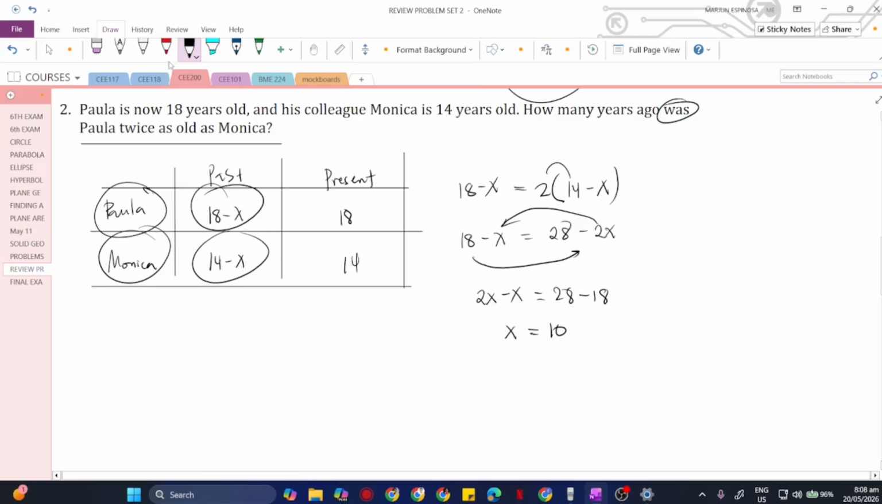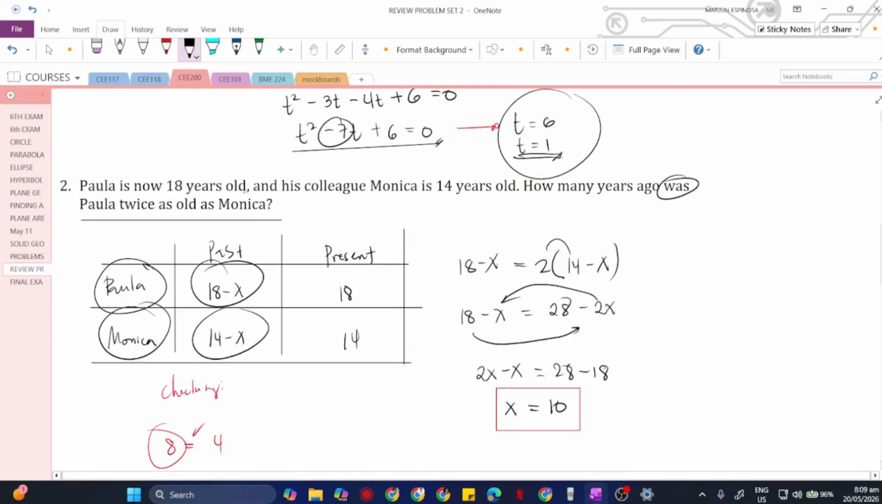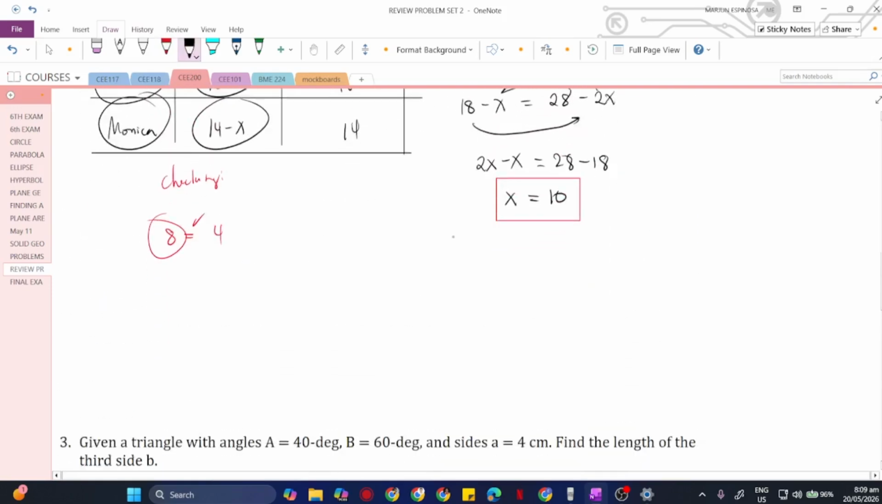So, yung sagot pala dito is exactly 10 years ago. Yung edad ni Paula is twice as old as Monica in that same year. So, okay, kung atin tong i-check, no? If we do checking, at this past age, so 18 minus 10 years ago, yung edad ni Paula would be 8, no? So, ano na ba yung edad ni Monica at that 10 years ago? So, that's 14 minus 10, that is 4. So, sabi dito, yung edad ni Paula is twice sa edad ni Monica. And that is correct. Okay? So, correct yung ating naging sagot dyan. Okay? So, yung answer dyan would be 10 years ago.